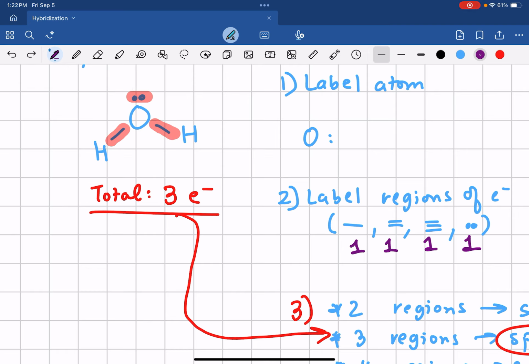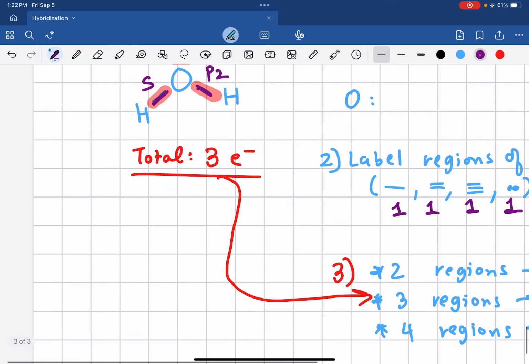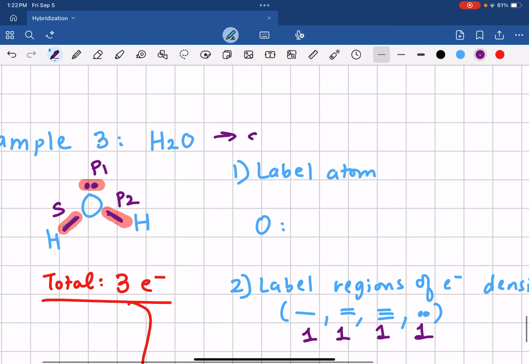Again, I'll show you that again for a shortcut. Oxygen is connected to a hydrogen, S. Oxygen is connected to two lone pairs, that'll be P1. Oxygen is connected to a hydrogen, that makes it sp2. So the hybridization of water is simply sp2.